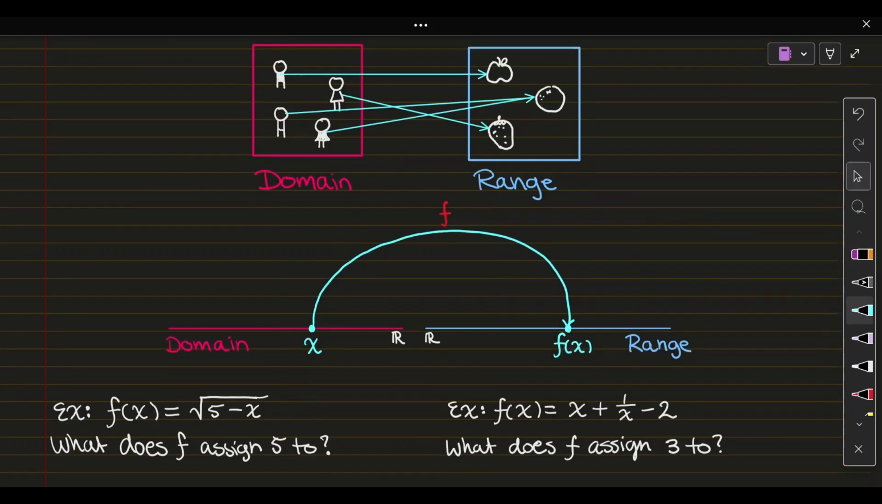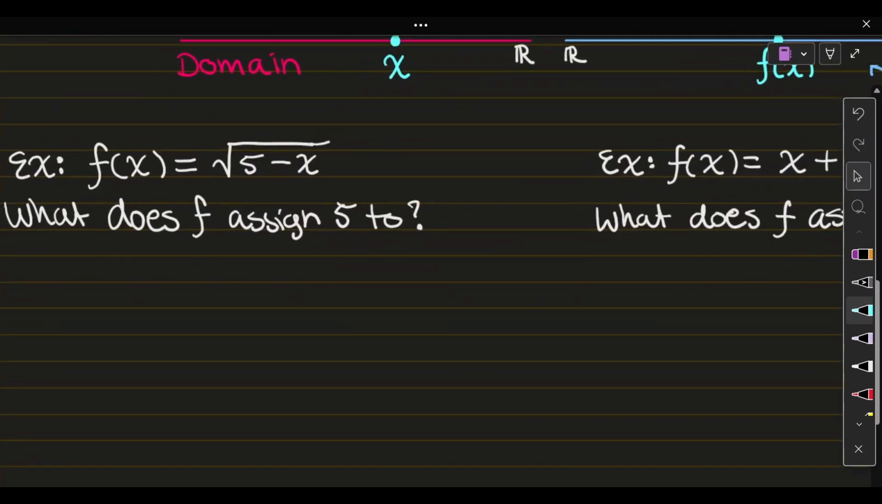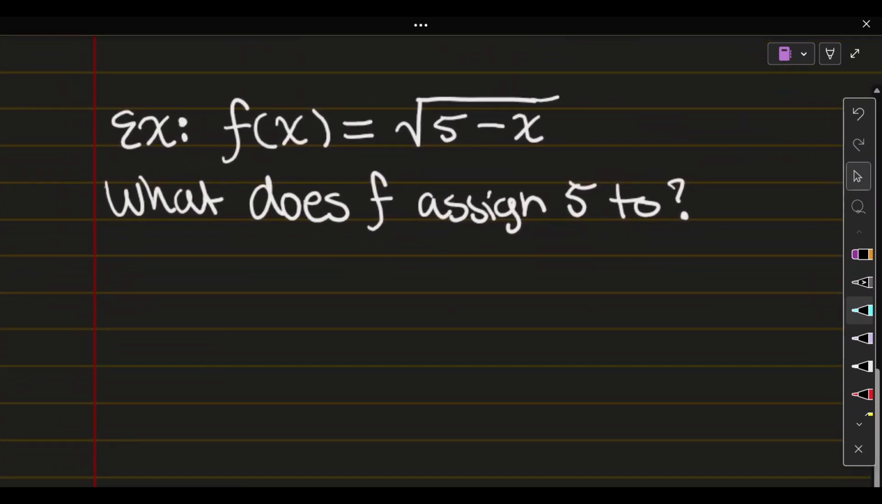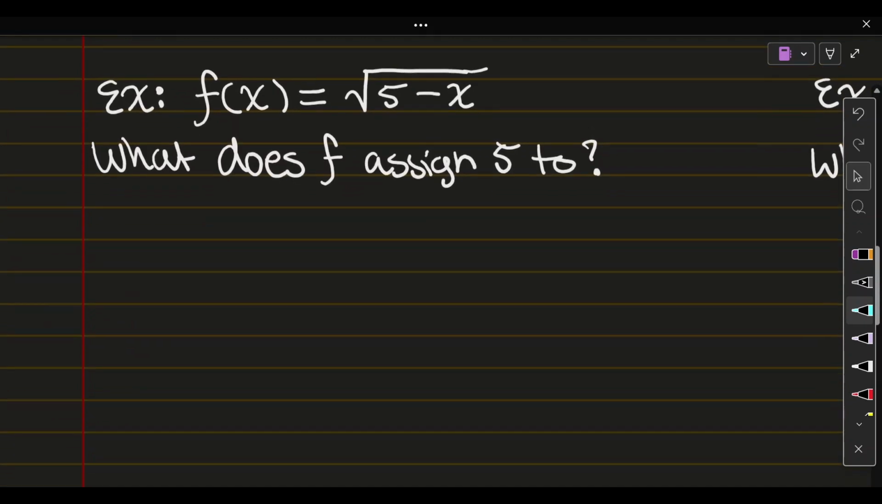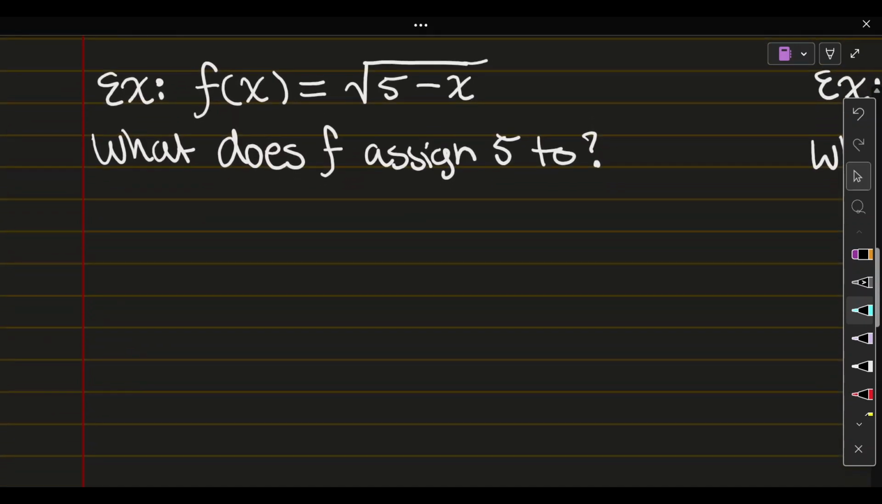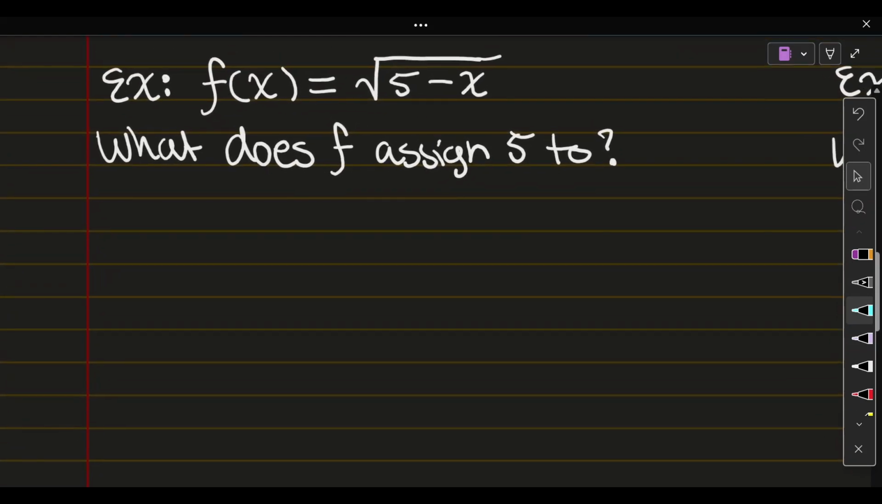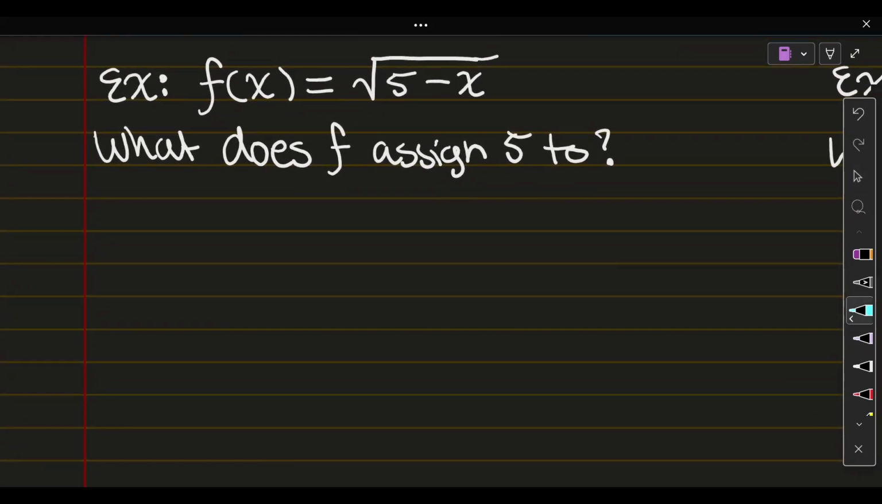So we want to talk a little bit about assignment, right? Let's say our function is the square root of 5 minus x. So every x gets assigned to the number square root of 5 minus x. Our question is, what does f assign 5 to? Well, we write that as f of 5. And f of 5, this is what 5 goes to, right? So 5 gets mapped under f to f of 5.